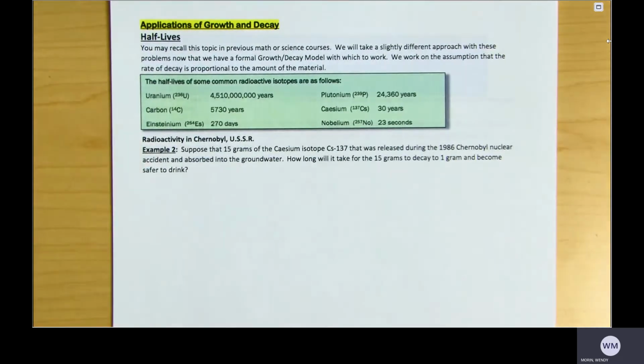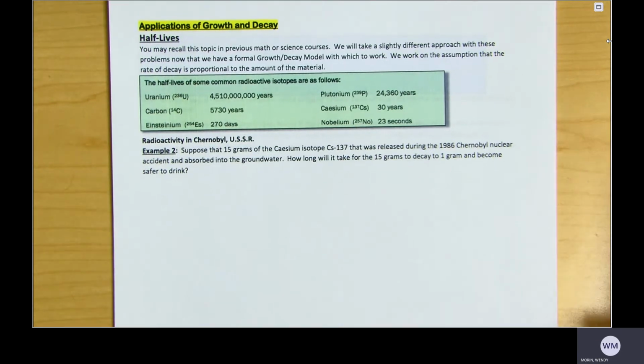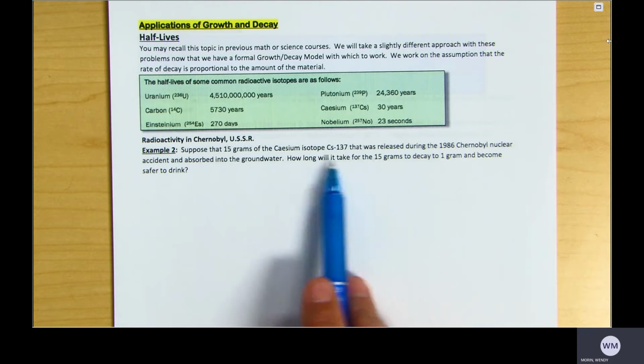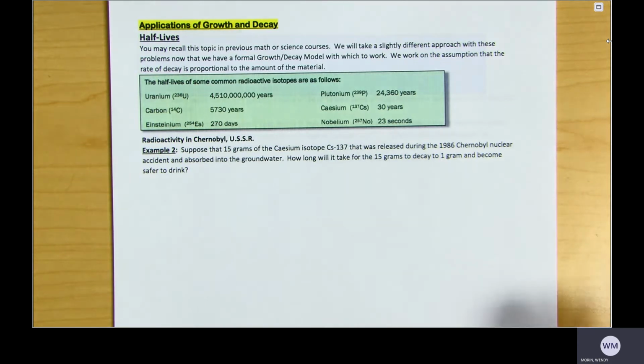Okay. We have a couple other applications for growth and decay. I'm sure you all have heard of half-life. So let's take a look at this particular example. You're starting with 15 grams. How long will it take for 15 grams? Again, how long will it take? It's asking you to solve something in this problem, which means we need to find the particular solution.